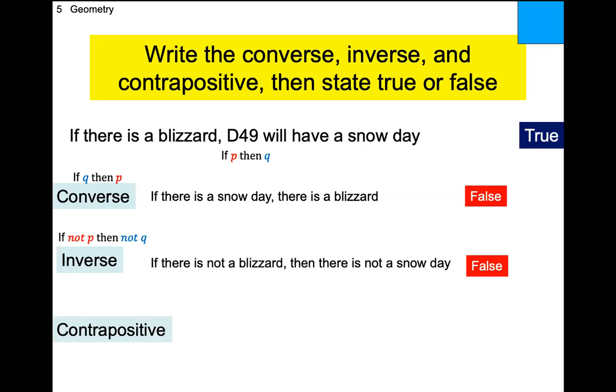All right. True or false before we even write it? It's obviously true. It's got to be true because the conditional is true. I don't even need to think about the logic. It's guaranteed to be true because of the conditional.